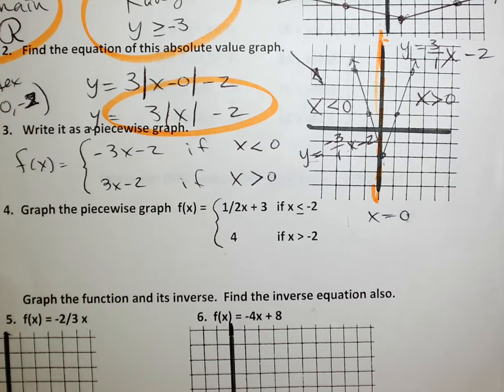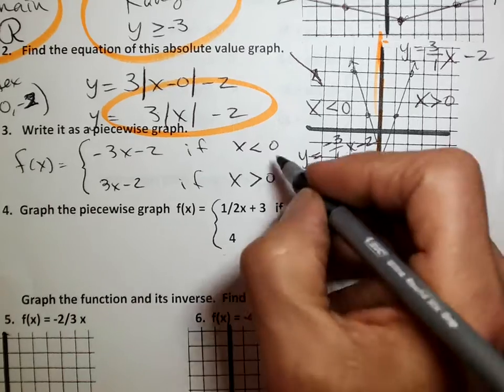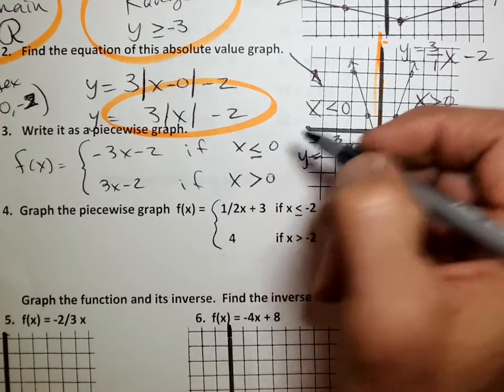The last thing we have to do is include that point right there where they connect, and that's where x equals 0. So it really doesn't matter. It doesn't matter at all. I'll just put it on the first one, but one of the two has to include the 0.